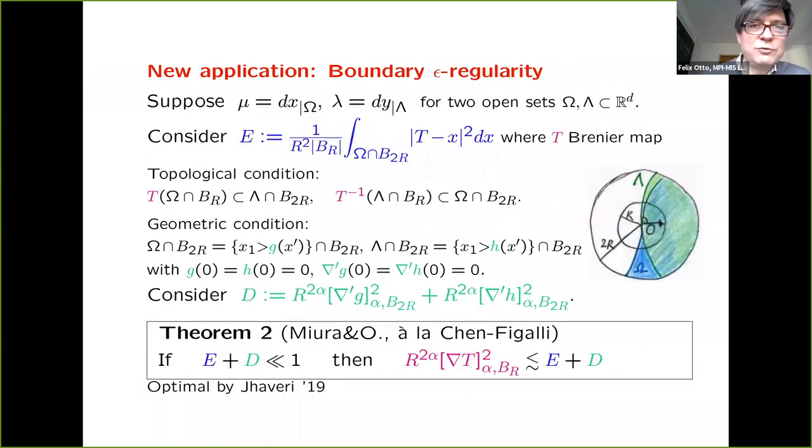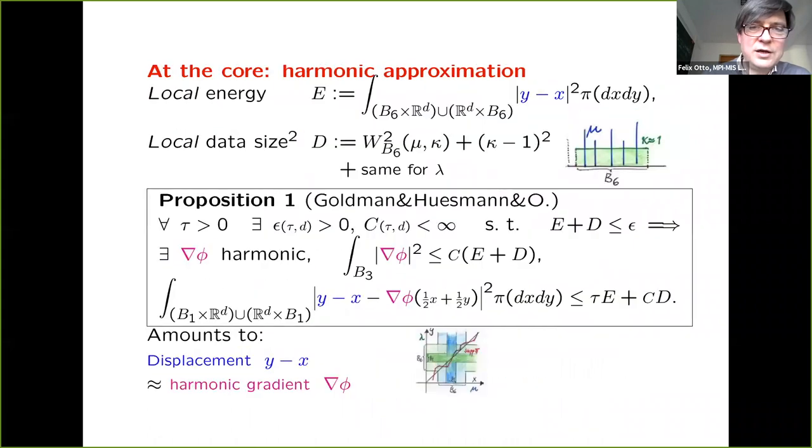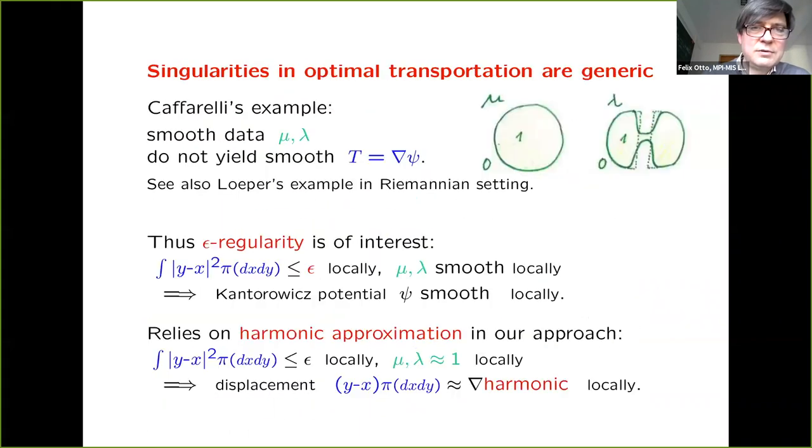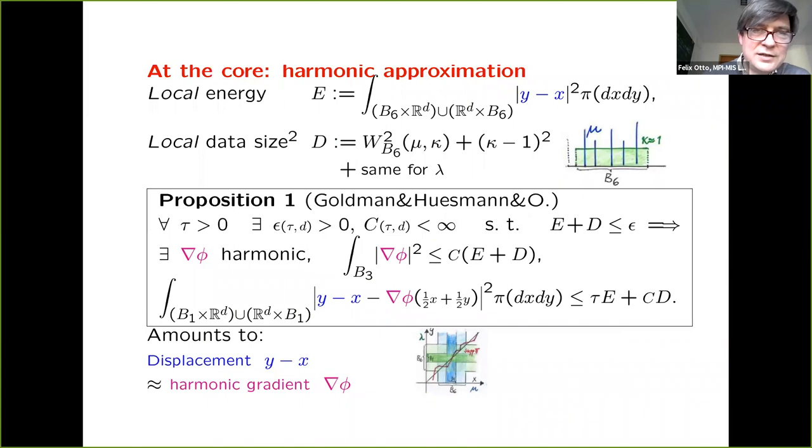If I go back for a second to the key technical result, which is this Proposition 1, which is just this harmonic approximation, there is nothing which tells you you have to use it for C2 alpha. But that's the long answer. The short and honest answer is probably it has to be explored. I see. Thanks.